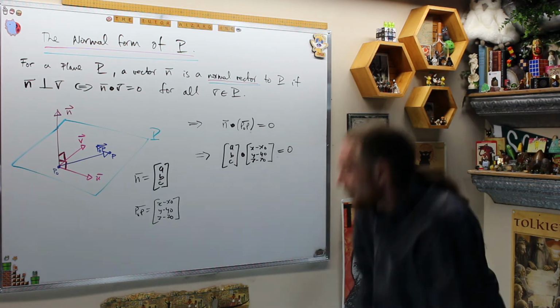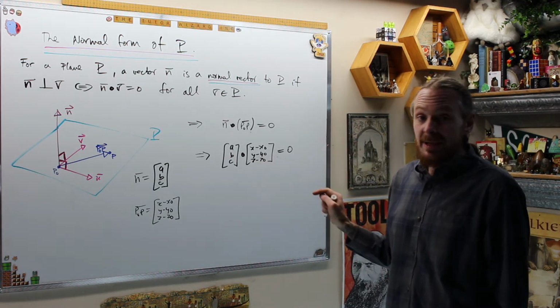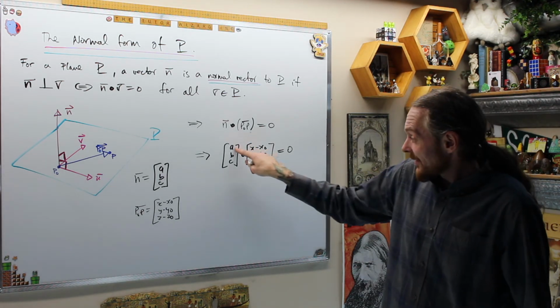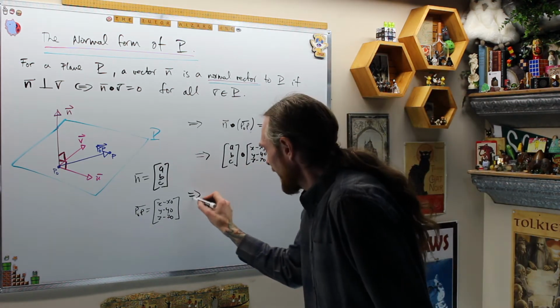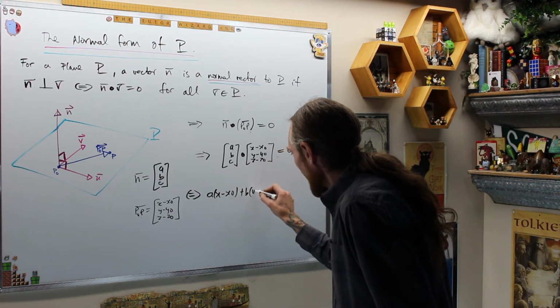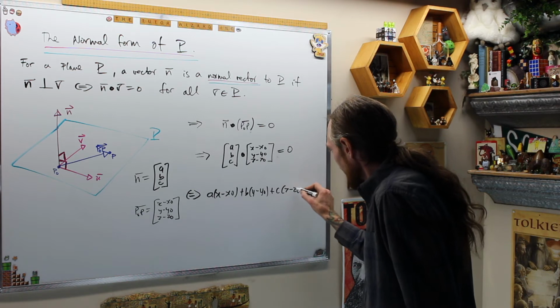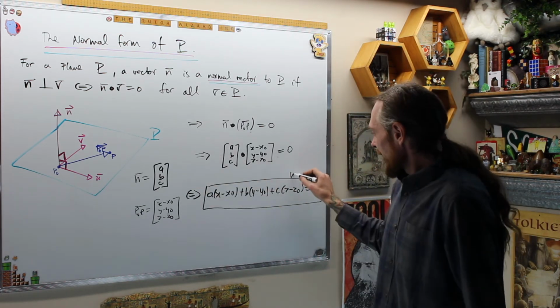Okay. And if we want explicitly, these are all the normal forms, but the one that you're most familiar with is going to be running the dot product. It's this times this plus this times this plus this times this. And that's going to give me, if and only if, a times x minus x naught plus b times y minus y naught plus c times z minus z naught equals 0. This is the normal equation.